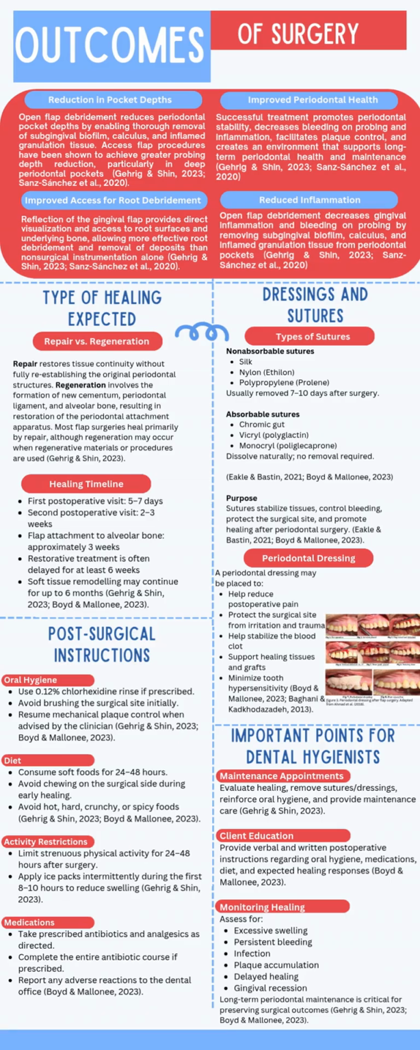On this page, I will discuss the type of healing expected, dressing and sutures, post-surgical instructions, and important points for dental hygienists following open flap debridement surgery. First, regarding healing, periodontal flap surgery can heal by either repair or regeneration. Repair restores tissue continuity but does not fully recreate the original periodontal structures. Regeneration is the formation of new cementum, periodontal ligament, and alveolar bone.